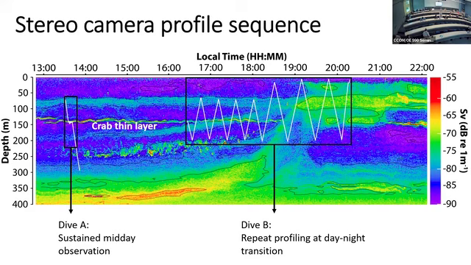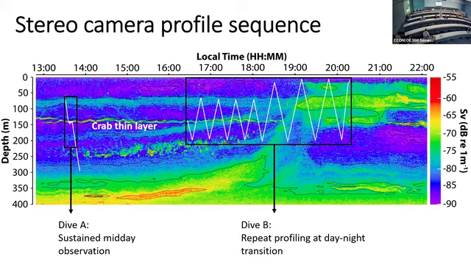Down to 400 meters and about 11 hours on the x-axis. And so colors show backscattering strength, how much biological scattering there is. And then overlaid on that, in those white lines, is the profile path of our stereo camera. So we basically had 2 deployments this day that I'm focusing on.